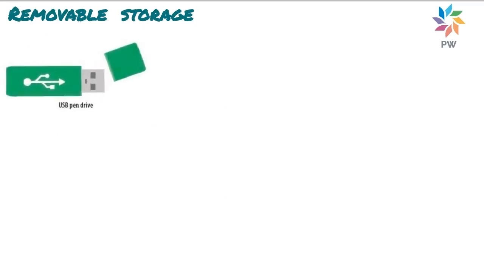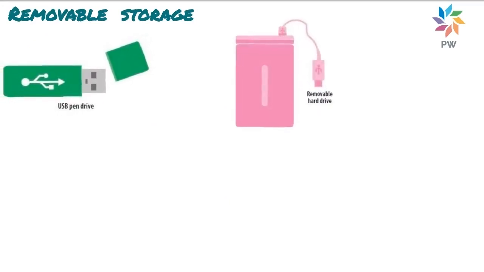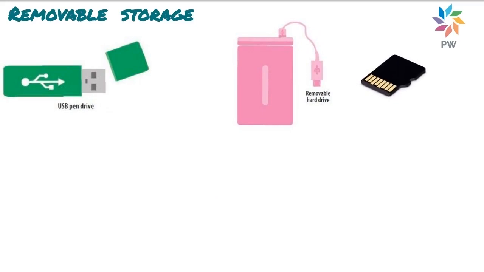Removable storage. You can also move files between computers through storage devices such as USB pen drives and removable hard drives. Data can be stored on memory cards, which can be plugged into computers to be read.